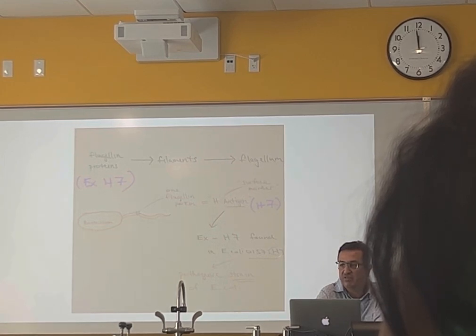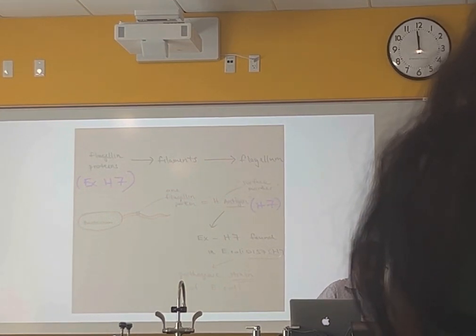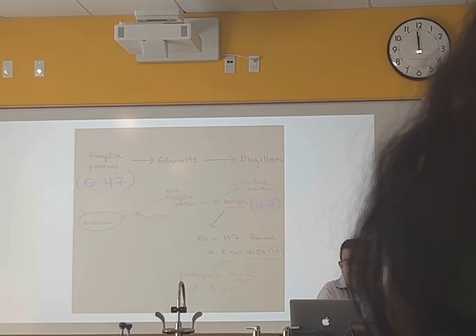H antigen, again, is just very broad. We can have different types of H antigen. H7 here, it can be H8, whatever. Okay? So, one more slide for flagellum, then we'll move on to the next structure.